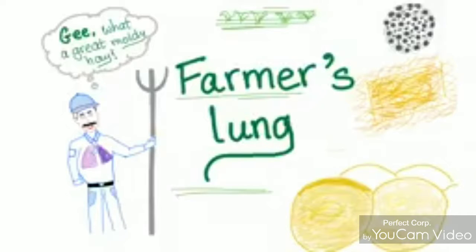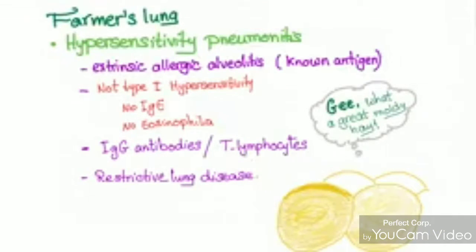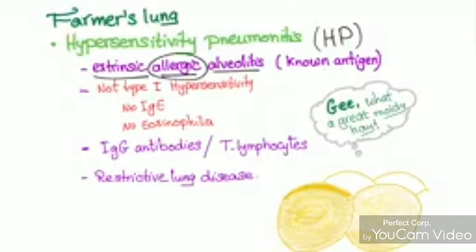So let's get started. Hypersensitivity reaction. Farmer's lung is a hypersensitivity pneumonitis. What is hypersensitivity pneumonitis, or HP? It's an extrinsic allergic alveolitis, so it's an allergic reaction.